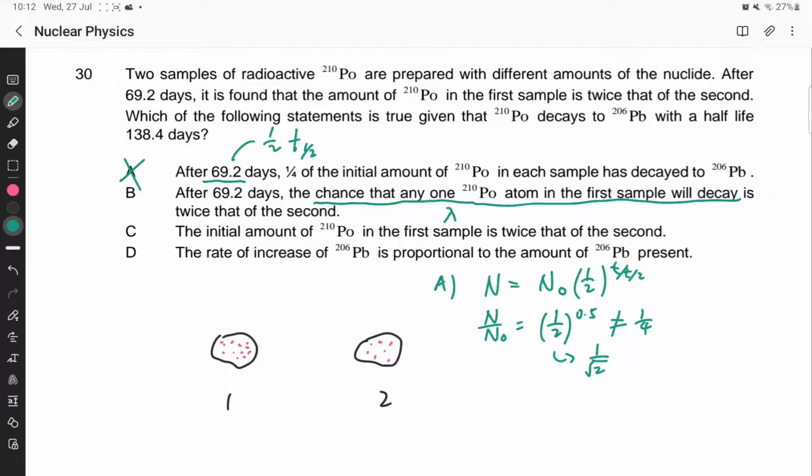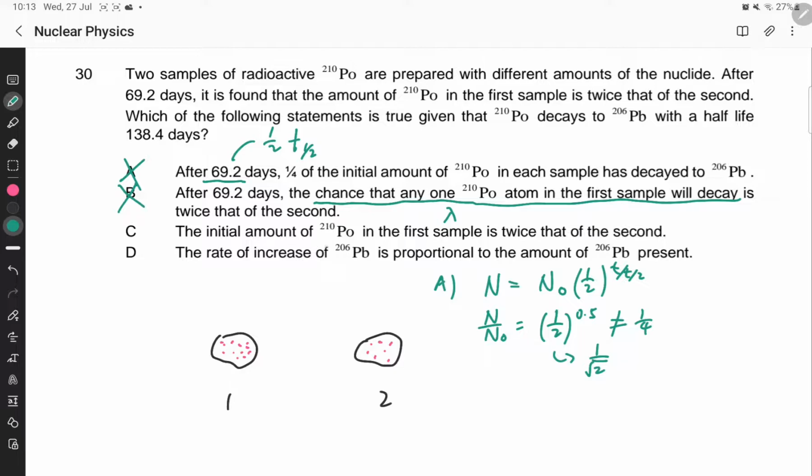So this lambda is invariant to N, invariant to anything. It is fundamental and basic, and unique to the particular nuclide. Since we are talking about the same polonium in both cases, they have the same lambda. So this lambda is not affected by the number of nuclei left in the sample. So this is also wrong.